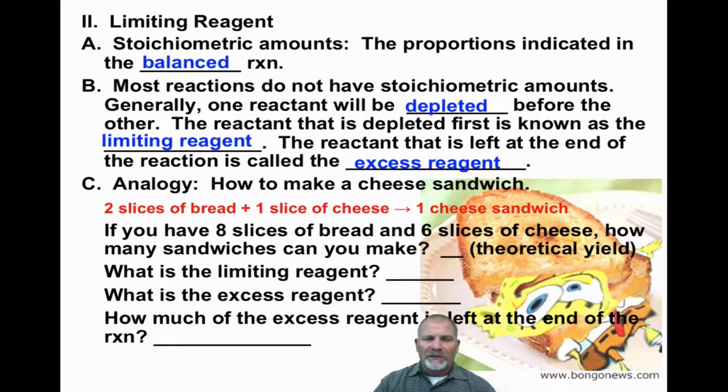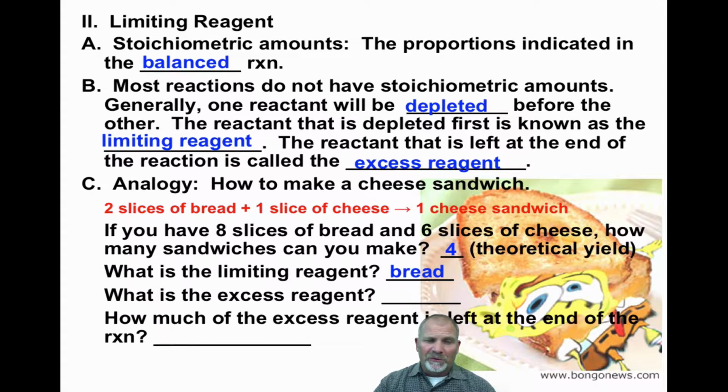An analogy here is a cheese sandwich analogy. We'll say to make one cheese sandwich, it requires 2 slices of bread and 1 slice of cheese. If I gave you 8 slices of bread and 6 slices of cheese, how many sandwiches could you make? You realize that your 8 slices of bread is going to be a limiting reagent, and it's going to limit you to a maximum of 4 sandwiches. That's your theoretical yield. That's the maximum in the perfect world.